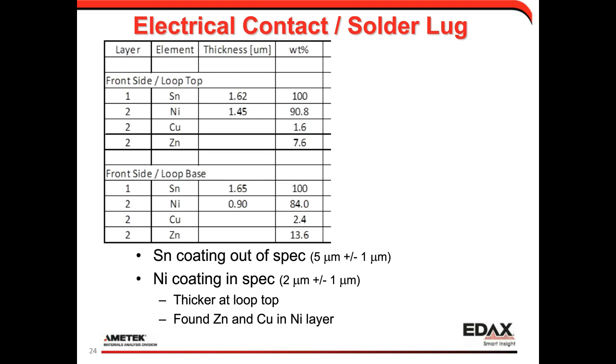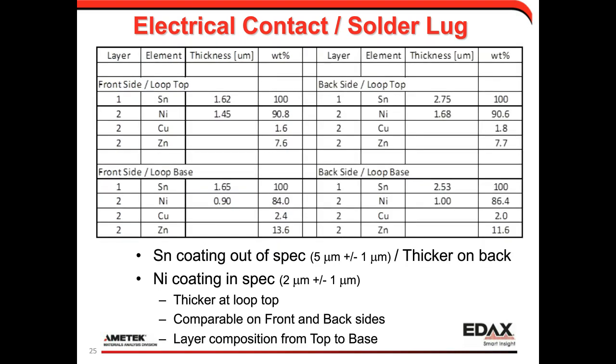And we look at all the results now. So on the left, you have the front side. On the right, you have the back side. And you can see that in comparing front to back, the tin layer actually got thicker. The nickel layer is nominally the same and shows the same basic characteristics when you go from the top of the loop to the bottom of the loop.